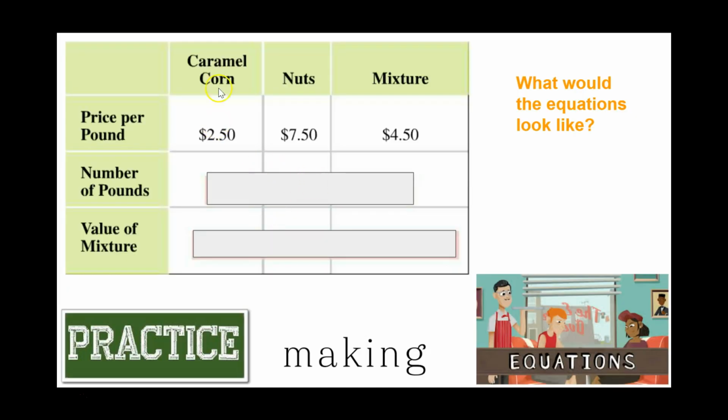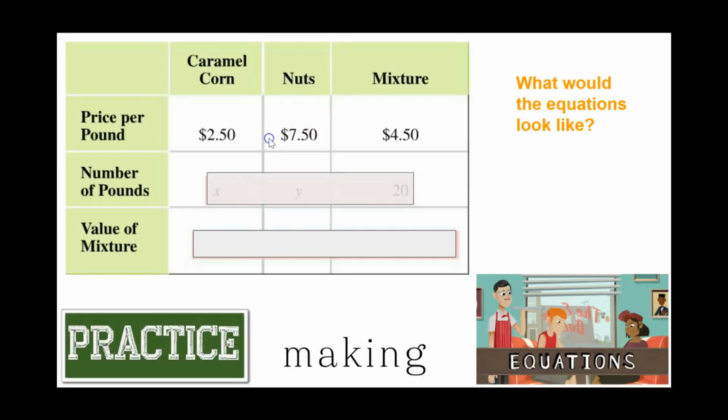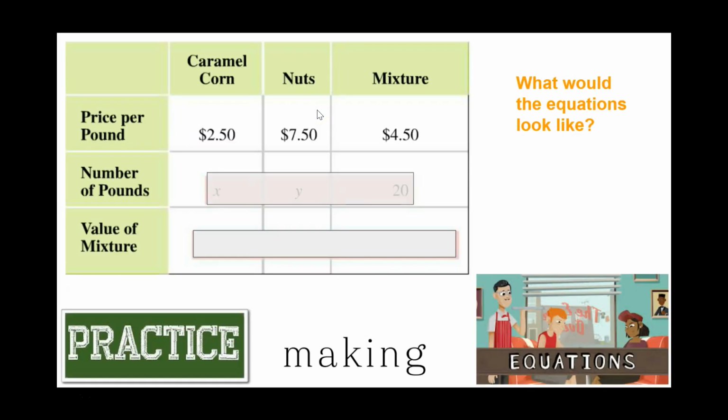So let's set them up in the chart. Caramel corn, remember, costs $2.50. Nuts is $7.50. And a mixture of both of them will be $4.50. So this is the mixture of both of them. So for here, if I have it on my pounds, the X plus the Y equals 20 pounds. So this is where in the problem we say if we get a mixture of 20 as far as the pounds, we add the two together, we get the 20.